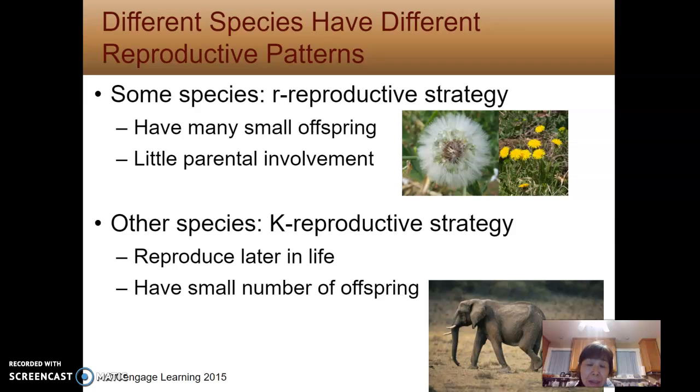Okay, the other strategy is called the K reproductive strategy. In this one, the individual would reproduce later in life, and they produce a very small number of offspring, and they have great parental care.